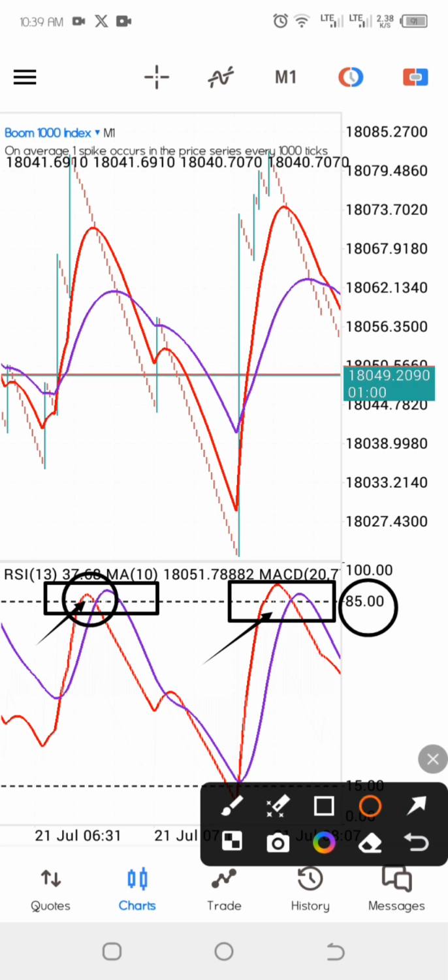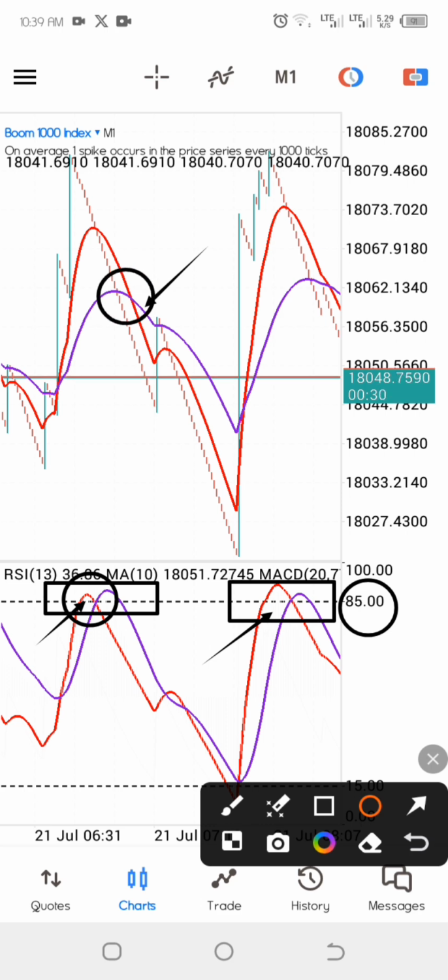After the lines cross each other, it is very simple. The next thing we are looking at is to check our main chart. Our main chart has to do the same thing that happened on our indicator. We are looking for the lines on the main chart to cross each other as well. So they have to cross each other. Where do they cross each other? This is where they cross each other.